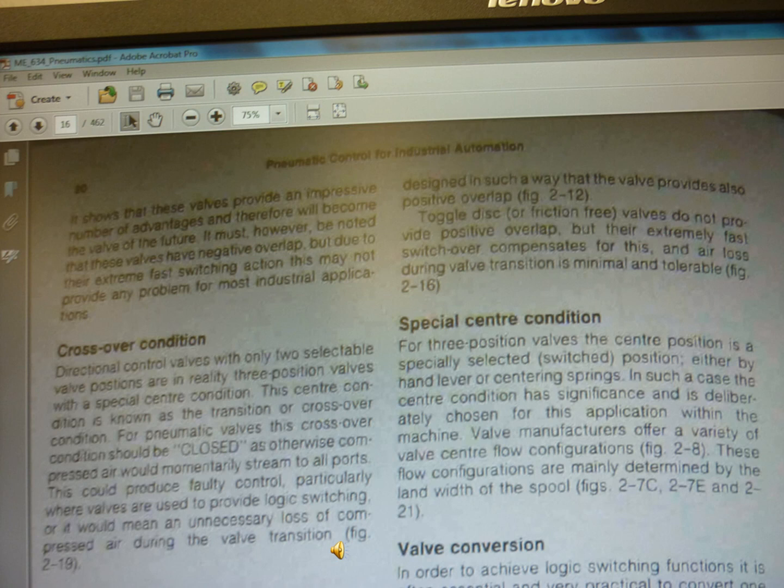The standard position is a specially selected position either by the hand lever or the centering springs. In such case, the center condition has a significance and is deliberately chosen for the application within the machine. Bar manufacturers offer a variety of bar center flow configurations.